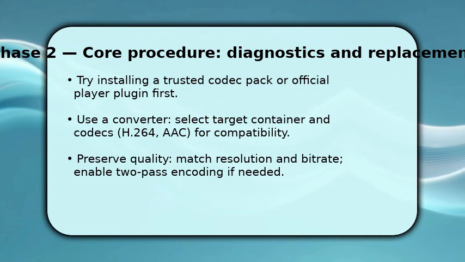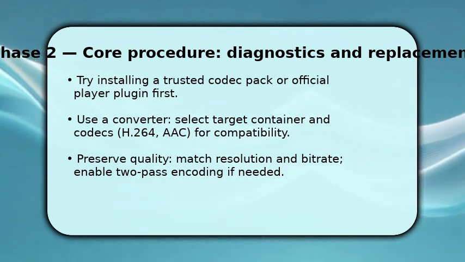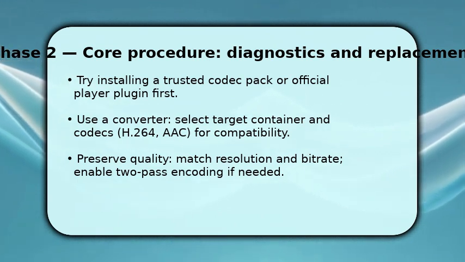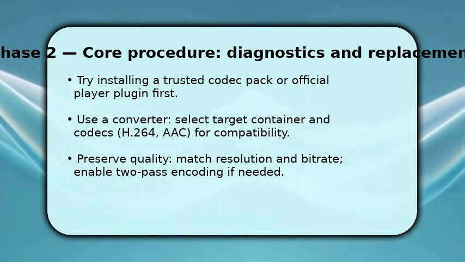Once configured, run a test short clip, then process the full file. Make sure to use 2-pass encoding for better quality when bitrate is limited. This reduces artifacts and avoids repeated conversions.